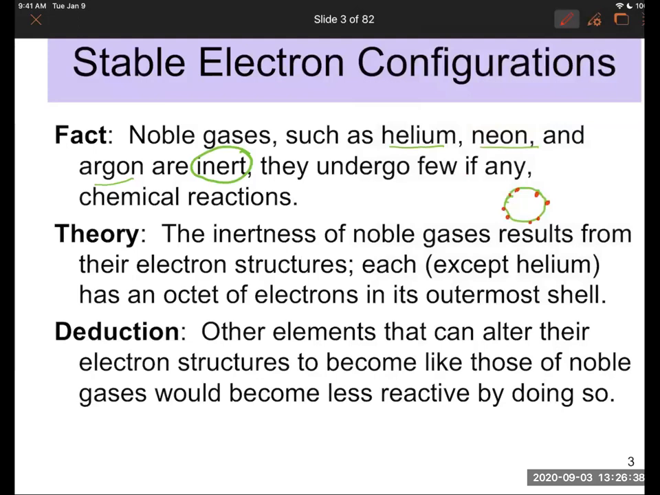Deduction: other elements that can alter their electron structure to become like those noble gases will become less reactive in doing so. Pretty much if an atom can figure out a way to have 8 electrons on the outer shell, it will be less reactive, and that's what everybody wants. They want to be less reactive.